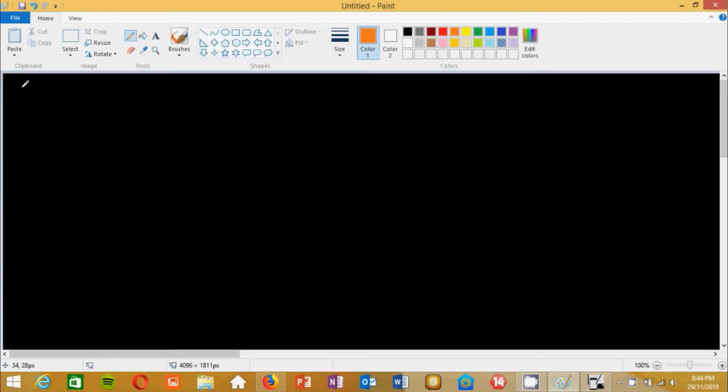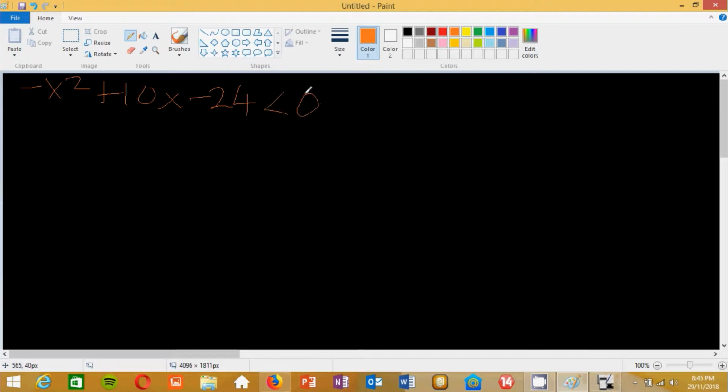In this example video, the quadratic inequality we're going to be trying to solve is negative x squared plus 10x minus 24 is less than 0. The first thing to do is to remember that this quadratic expression on the left-hand side of the inequality sign is a parabola. It's a quadratic function. So we are basically trying to find the values of x where this graph is going to be less than 0.